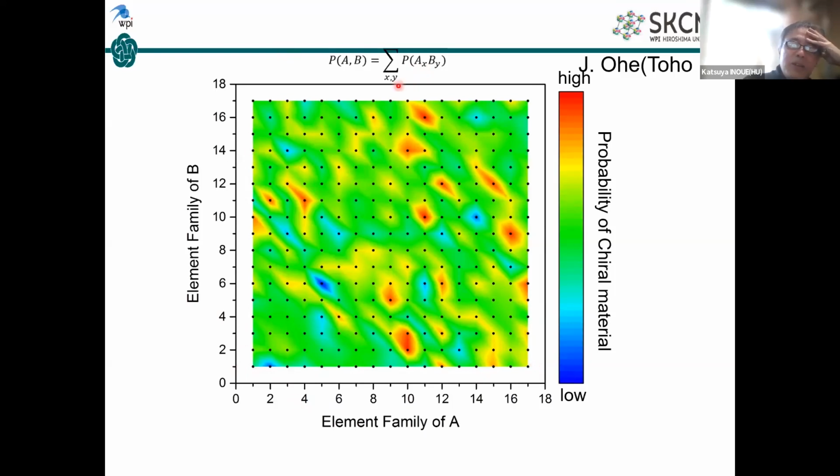The first trial got the probability of a chiral crystal. Red is high, and blue is low. As you can see here, there is no line symmetry. We should have line symmetry here, but it's not symmetric. So this is not very good.